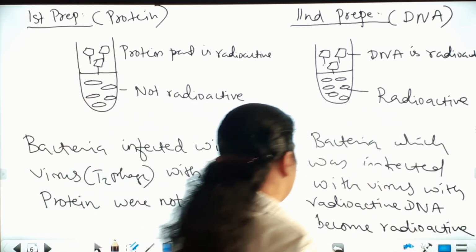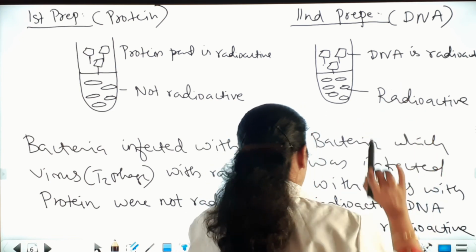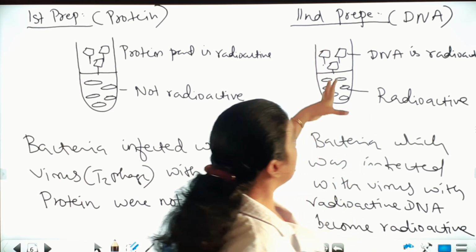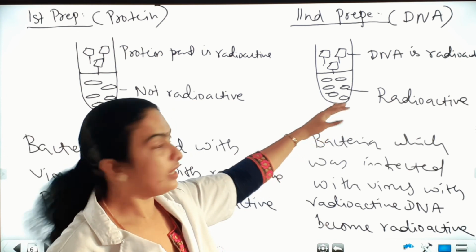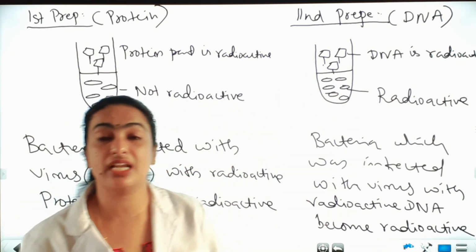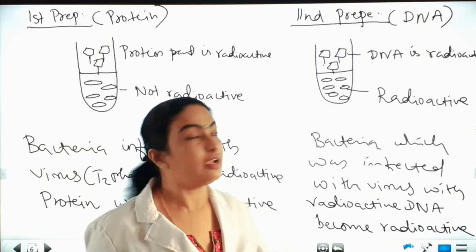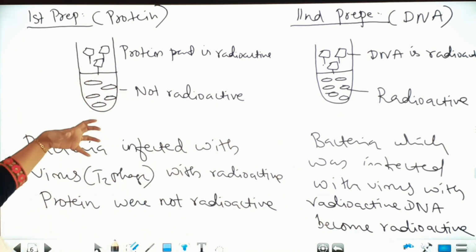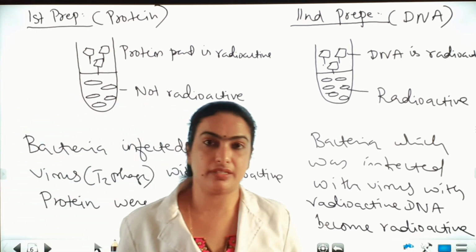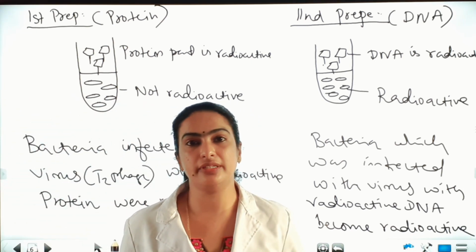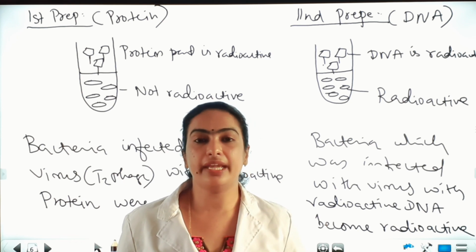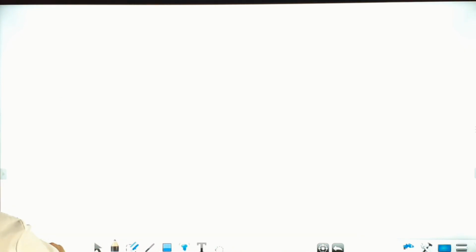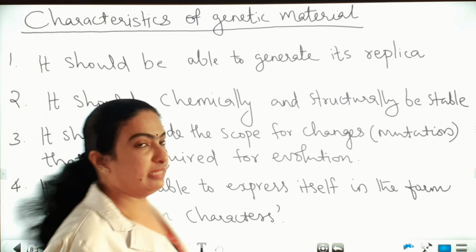So this proves that DNA is the genetic material, and the radioactivity is transferred into the bacteria. This proves that DNA is the genetic material that can transfer characters to the bacteria. The protein part cannot transfer the character to the bacteria. So this experiment, the Hershey-Chase experiment, proved that DNA is the genetic material. Is it clear? Next we can see the characteristic features of a genetic material.